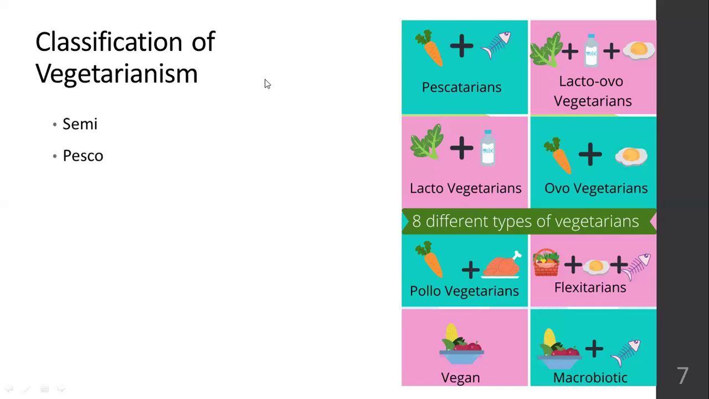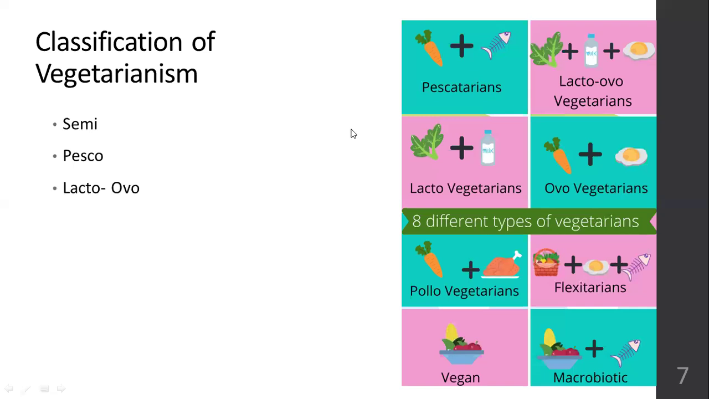Then pesco-vegetarianism or pescatarians. Pescatarians will not eat any dairy product. They will not eat eggs. They will not eat any form of meat, neither poultry nor red meat. But they will eat fish, fish and seafood and all the plant-based diet. Plant-based diet plus fish or seafood, that is the pescatarian diet.